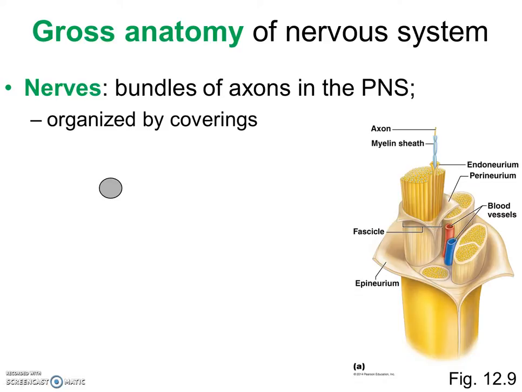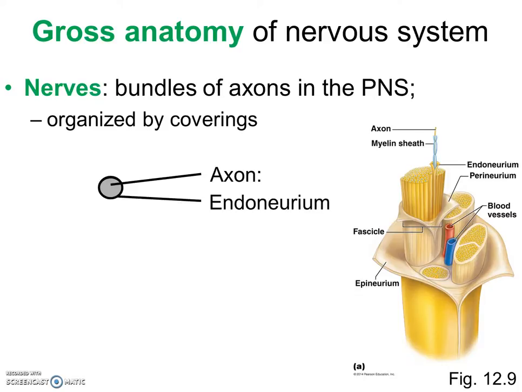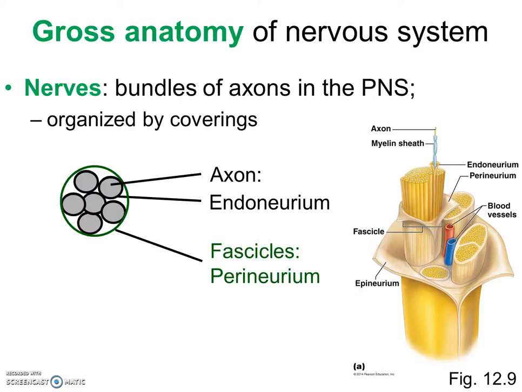Let me walk you through it. We'll start from the smallest on the inside, for example, one little axon, and then we'll work our way out to the entire nerve. So here's one axon. One axon has its own covering, and that covering is called the endoneurium. Notice we're on the inside, the innermost covering, so endo means inside. Now, axons are bundled together in what we call a fascicle. So the fascicle is covered by a perineurium, connective tissue covering.